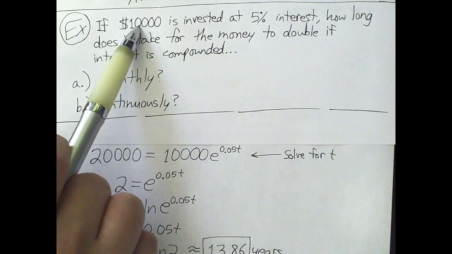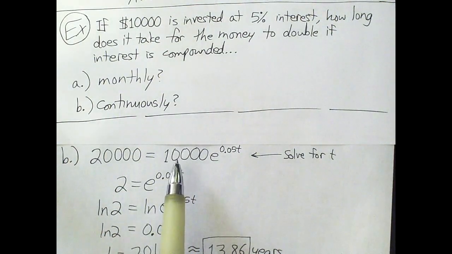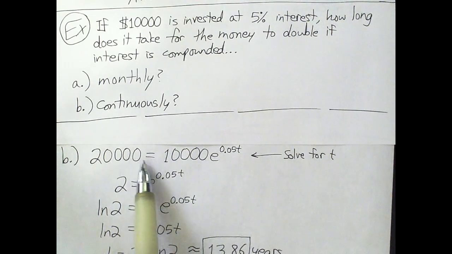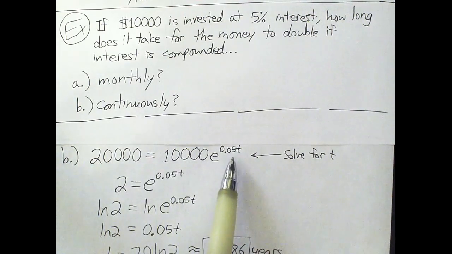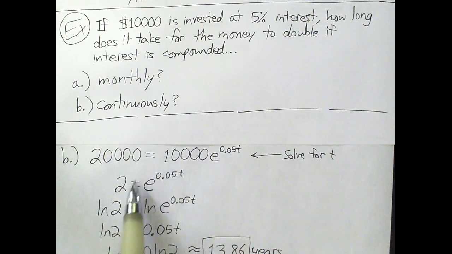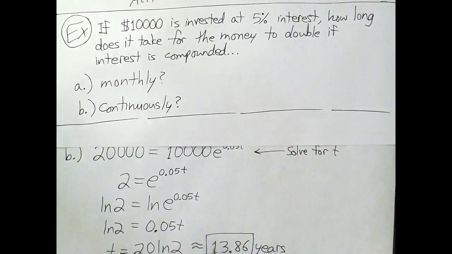And let's just focus on part B, okay? This 10,000 would be a 12,000. The question is still asking how long would it take for the money to double. So instead of 20,000, I would have a 24,000. So I would have 24,000 equals 12,000 times this other stuff. What would I do next? I would divide both sides by 12,000 and I would get a 2 here. So the rest of the problem would be exactly the same, and we would get exactly the same answer.